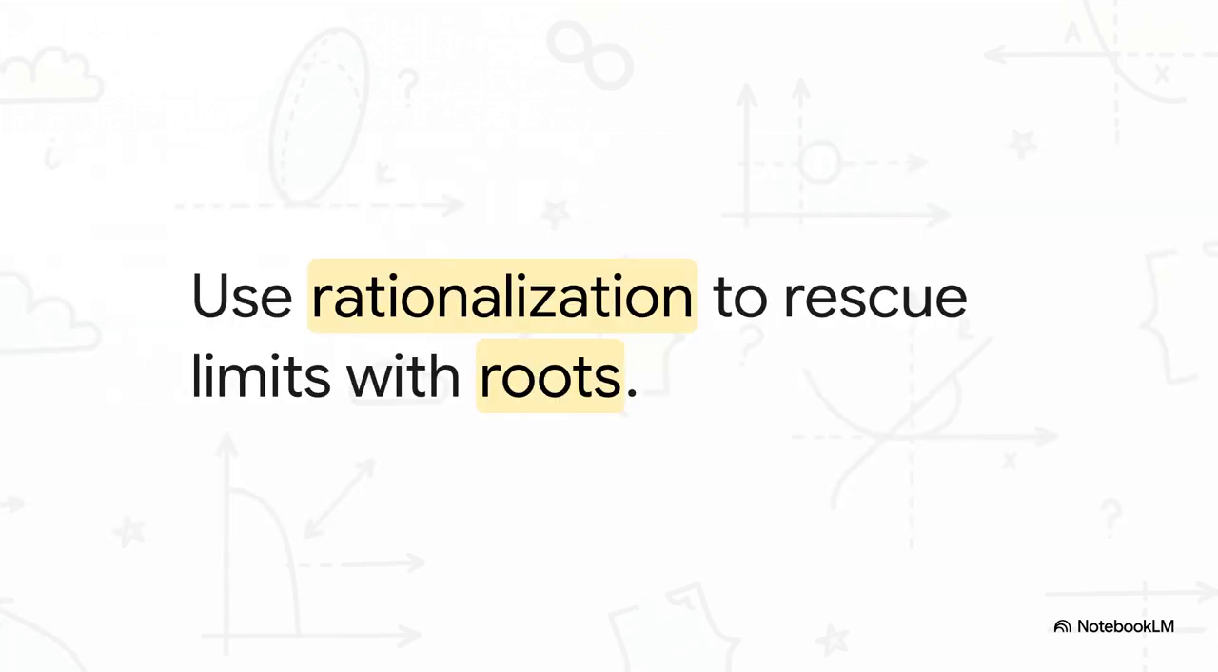I should definitely mention that factoring isn't your only weapon here. If you face a really stubborn limit that involves square roots and it hands you a 0 over 0 result, you'll want to use a trick called rationalizing. By multiplying by the conjugate radical, you clear out the root and expose the hidden limit, exactly like factoring does. It is a super powerful backup plan.